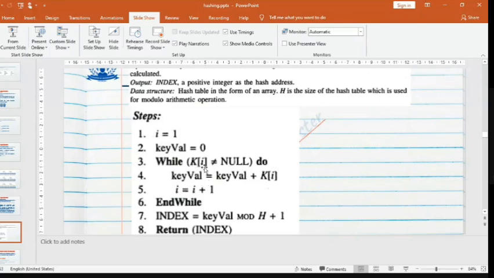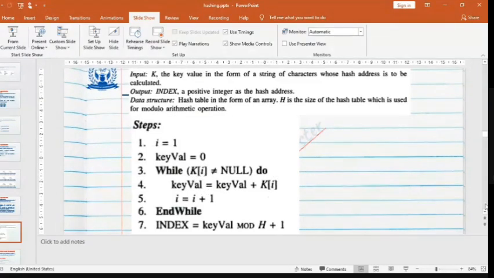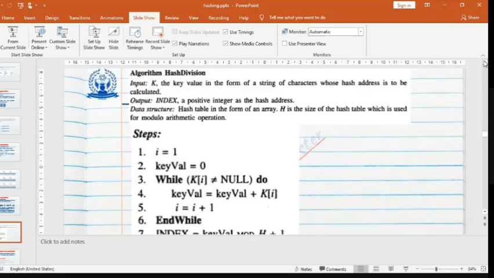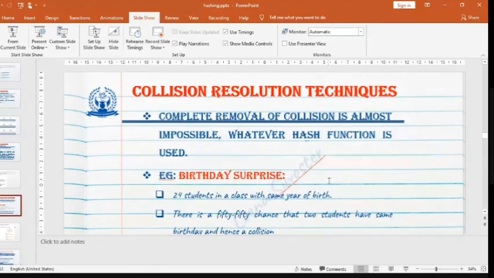Then we will check key. This k of i is the final output actually. We have to extract each and every digit in the key. Then we have to add. Actually, this algorithm is not important. We can skip it. Then about collision resolution techniques.